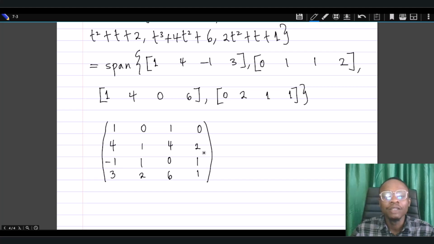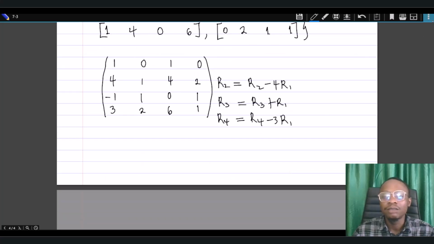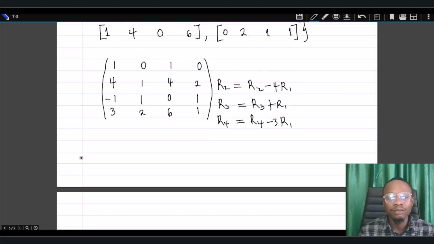Okay, so for this we have 1 already, so we get this to 0, get this to 0, and get this to 0. So for that, we say R2 equals R2 minus 4R1. That ensures that this goes to 0. And then for this R3, we can say R3 equals R3 plus R1, because that ensures that this goes to 0. And then R4 equals R4 minus 3R1. And by that, let's have an additional page to proceed. We now say that this will give us, let's write that out quickly.